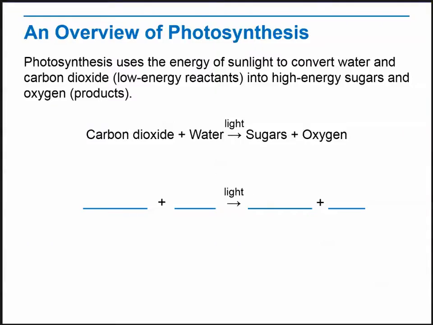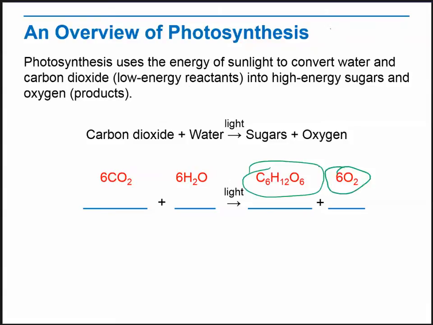The primary product of photosynthesis is 6-carbon sugars like glucose. Oxygen is also produced, so these are our products, glucose and oxygen. Our raw materials are carbon dioxide and water. We also need an energy source, and that energy source is light. So let's take a look at how photosynthesis takes carbon dioxide and water, combines it with light to form glucose and oxygen.